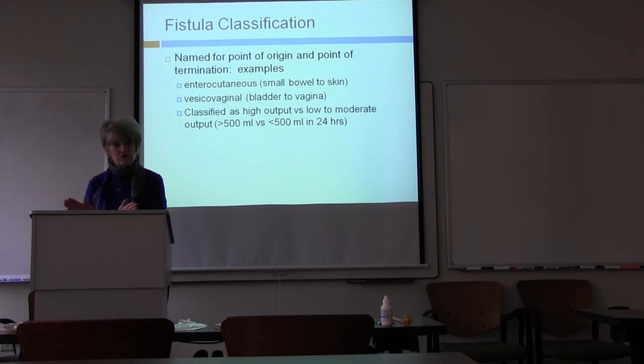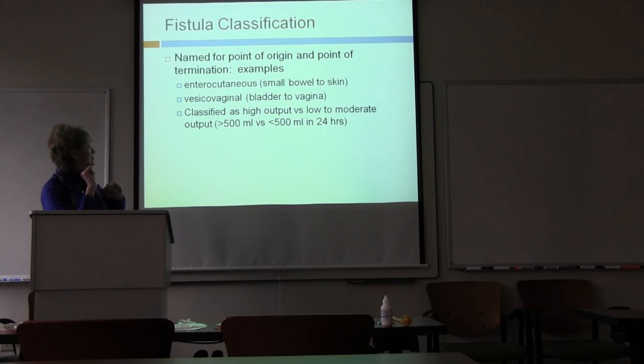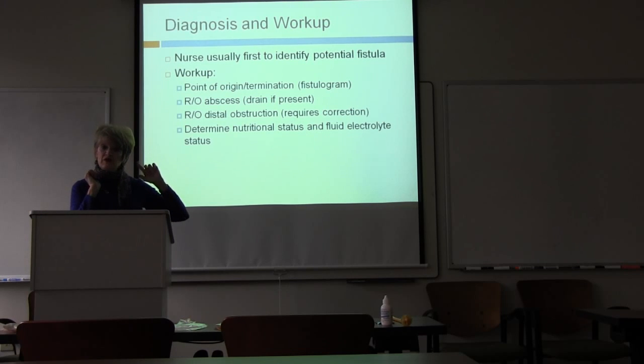So once we come to agreement that indeed there's abnormal drainage in the wound bed and it looks for all the world like small bowel fluid, then they're going to do a workup. In doing the workup, these are the things they have to determine. I'm going to go to the next slide. They're going to determine the point of origin and the point of termination. We know the point of termination is on the abdominal wall or into the wound bed. But we need to know, where does that fistula begin? At what point in the small bowel, for example, does the fistula originate?